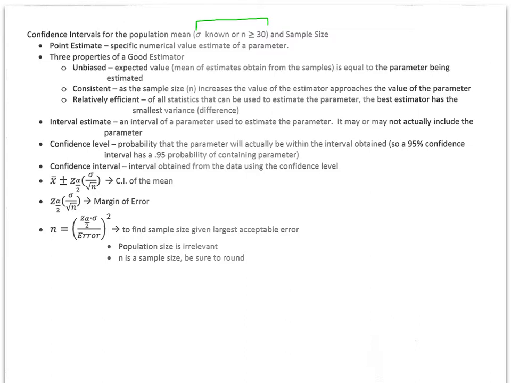And relatively efficient: of all statistics that can be used to estimate the parameter, the best estimate has the smallest variance. In this case, we're talking about variance being difference. How far away from the mean is it?